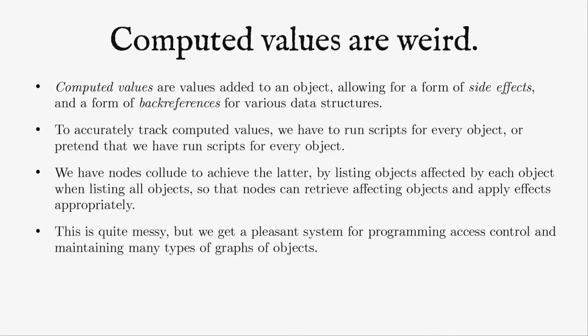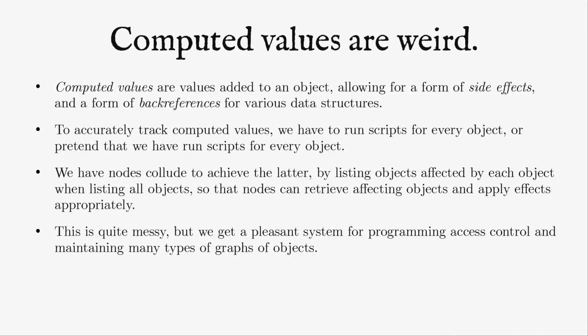So to do this, we do include information about messages in our metadata. Specifically, we have nodes list the objects affected by each object as part of the metadata when they exchange lists of all the objects which we use for synchronizing. Then the nodes can just retrieve the objects that affect the objects that they've decided they want to keep, and they'll be able to track the effects like that. It is admittedly quite messy to implement, but we are rewarded with a very pleasant system for doing access control and maintaining many different types of objects.